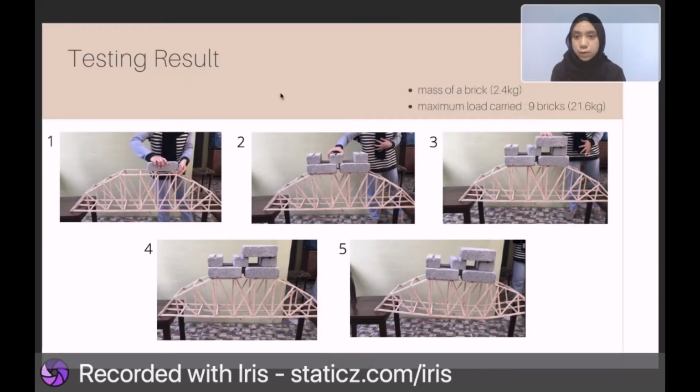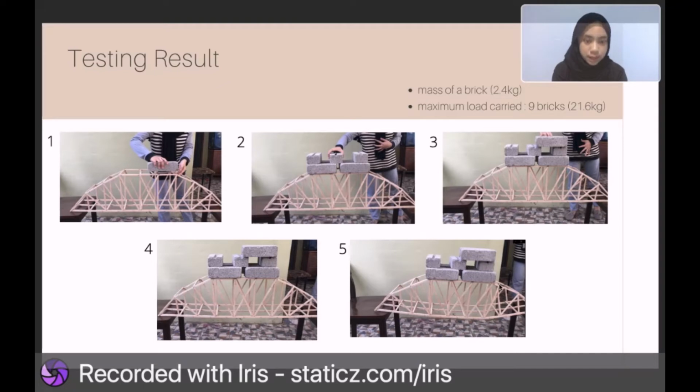About the testing result, first, I used the chair as a support at either end of the bridge. 2.4 kilogram bricks used as the load for the testing. I put the load slowly onto the bridge.